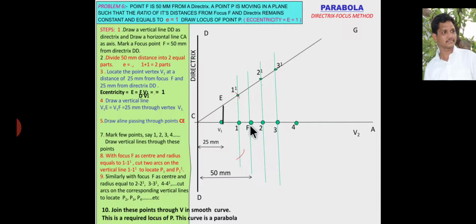Similarly, with 2 dash as radius and F as center, draw arcs on the 2 dash line like this. Now similarly, 3 dash as radius and F as center, draw arcs on the 3 dash line. Join these intersecting points through a smooth curve like this. This is our required parabola.